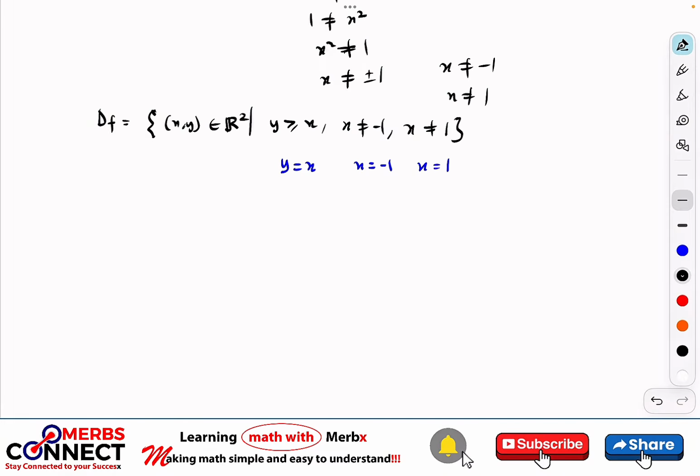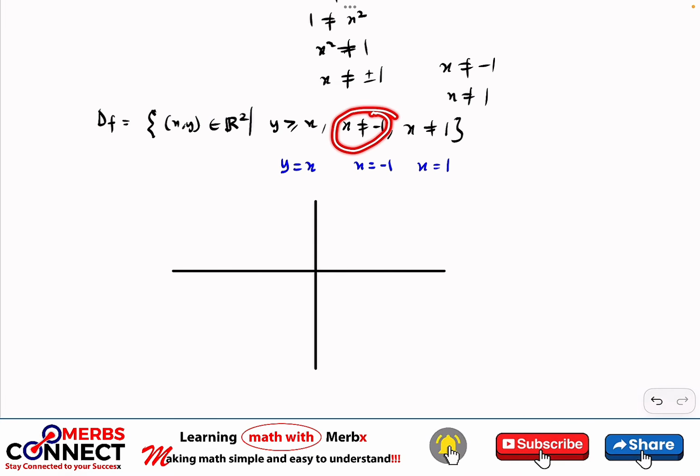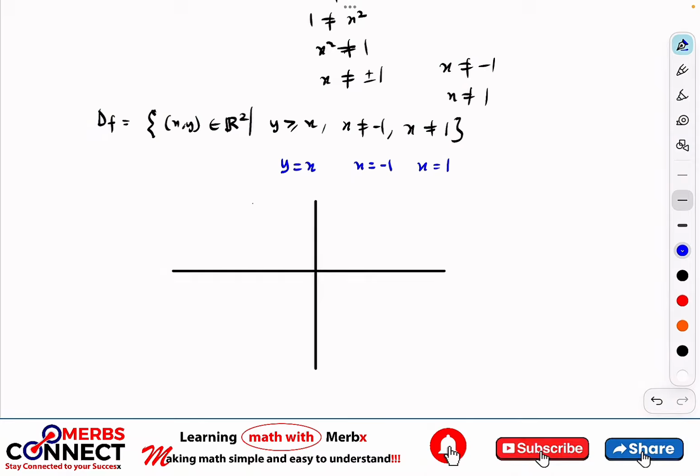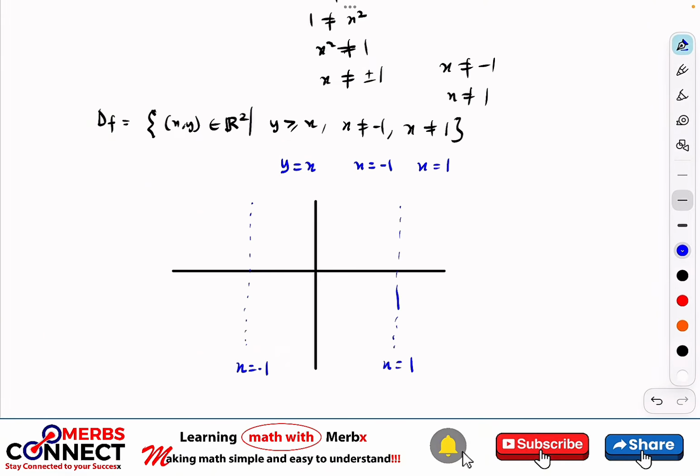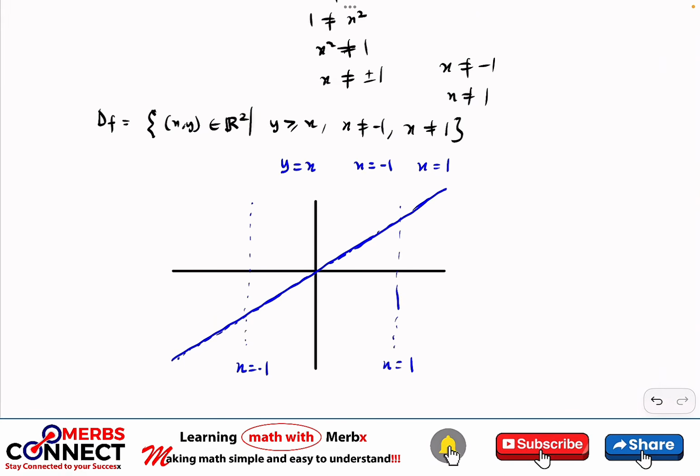So let's sketch this. I have my x-axis, I have my y-axis. Now, because x is never equal to 1 and minus 1, these are like vertical asymptotes, so we need to use a dotted line. This is x equal to minus 1, and this is x equal to 1. Now we have y equal to x, which is going to pass through here. But this one should be a straight line because this is included.